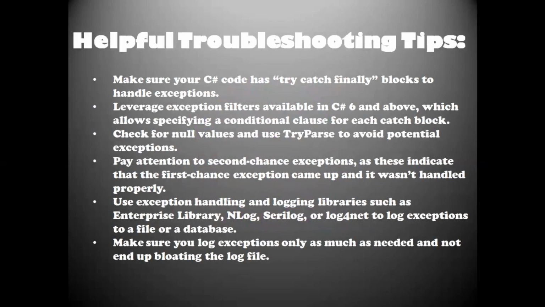Make sure your C# code has try-catch-finally blocks to handle exceptions. Leverage exception filters available in C# 6 and above, which allow specifying a conditional clause for each catch block. Check for null values and use try-parse to avoid potential exceptions. Pay attention to second chance exceptions, as these indicate that the first chance exception came up and it wasn't handled properly.